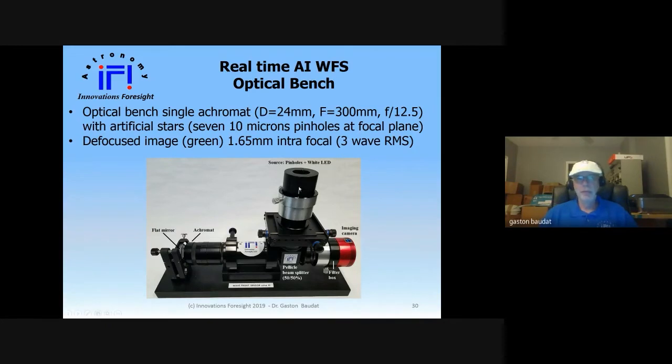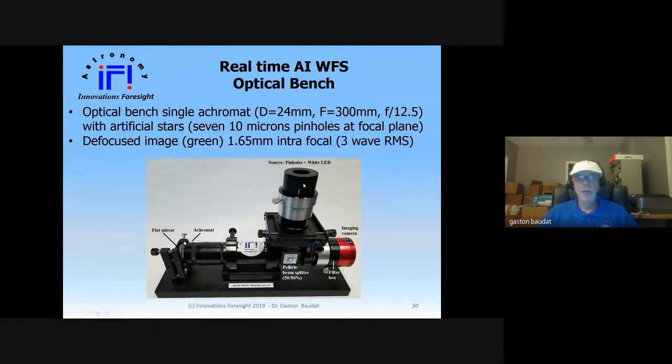So what happens is that light from the pinhole, which is my star, at the focal plane of my achromat, is imaged here as a parallel beam, a plane wave. But there is a flat mirror in front of it, a very good flat mirror, very flat, which reflects the light back through the lens, the achromat, and through the beam splitter to the camera.